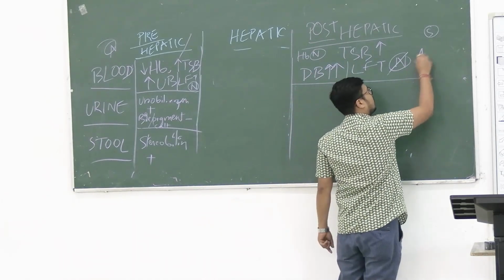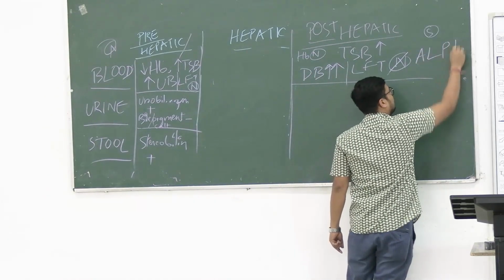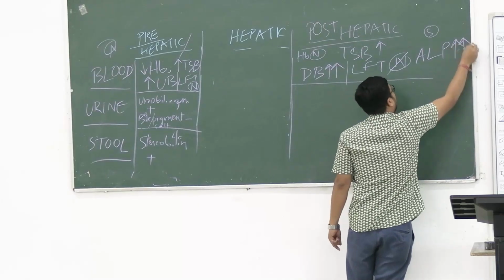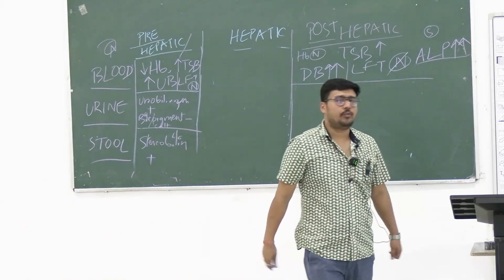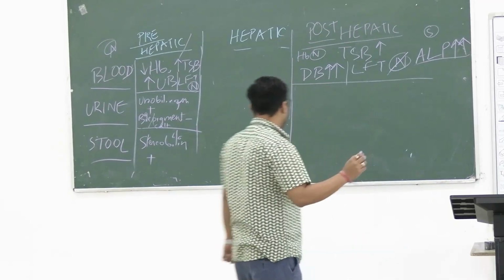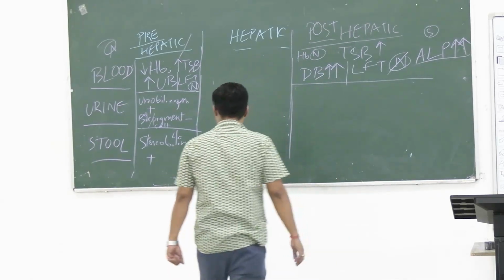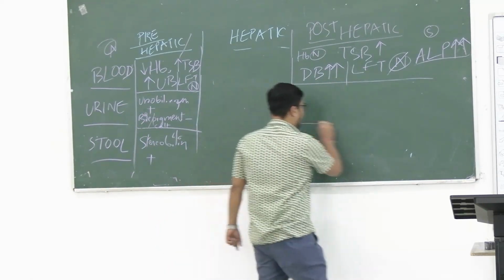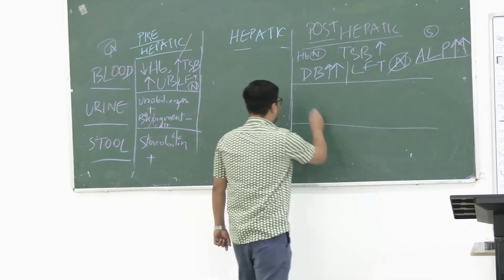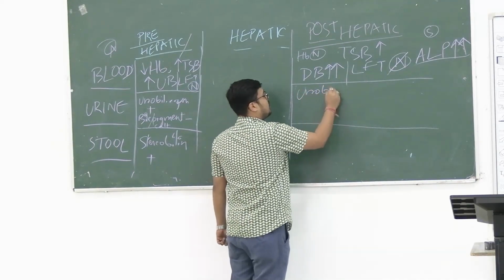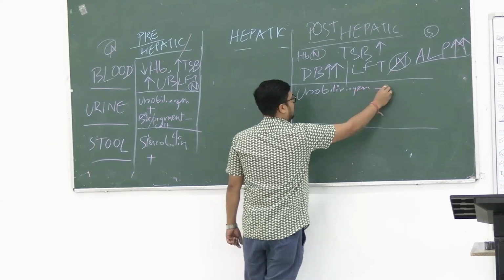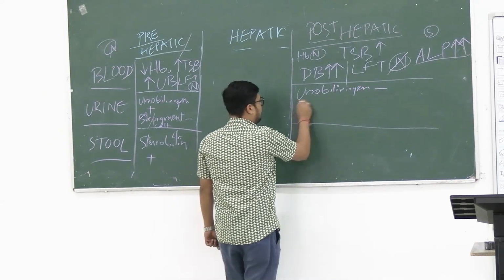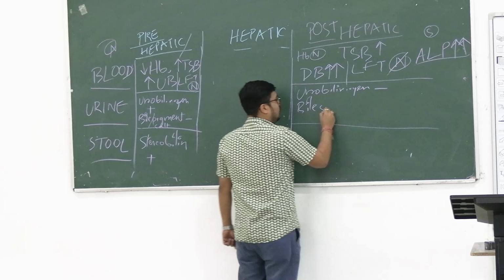ALP, alkaline phosphatase, will be increased to many folds. Okay, urine finding: urobilinogen is absent, but bile pigment or bile salt will be present.